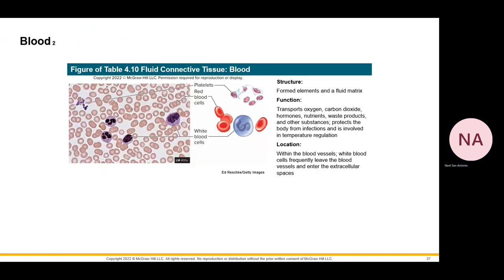So, when you look at your blood, yung blood smear kung tawagin, under the microscope, you will see the formed elements of the blood suspended in our plasma or the fluid matrix. Yung itsura niyan pag sinilip mo under the microscope.